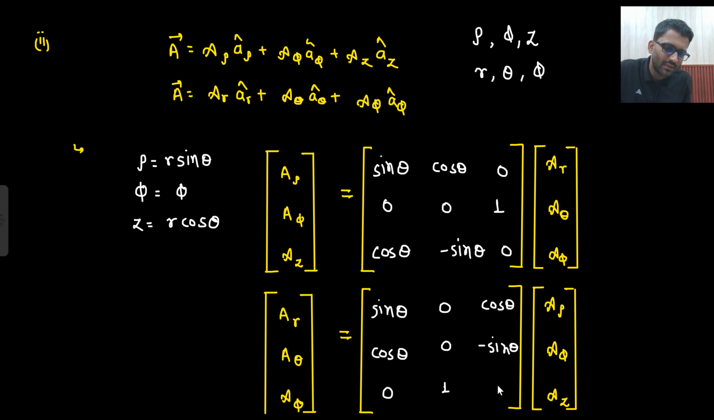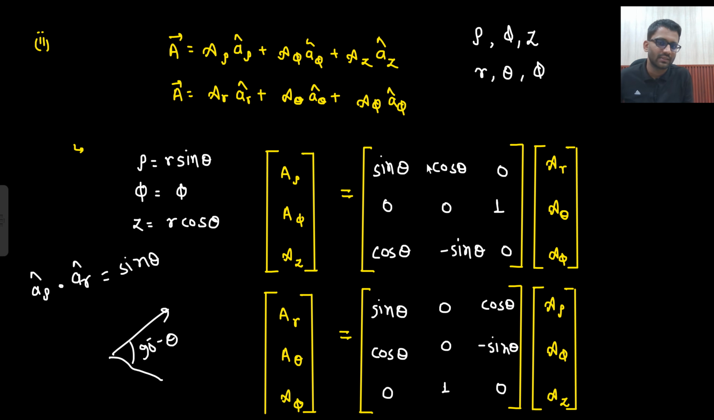Sine theta and 0. Okay, so transpose I have taken. But these are easy. Basically, if I ask AR dot AR, can you tell me what that would be? Rho and R. What is the angle? This is rho. This was your R and this is your rho. What was your angle? 90 minus theta. So what you will get here? Sine theta. Yes. Right. This is easy.